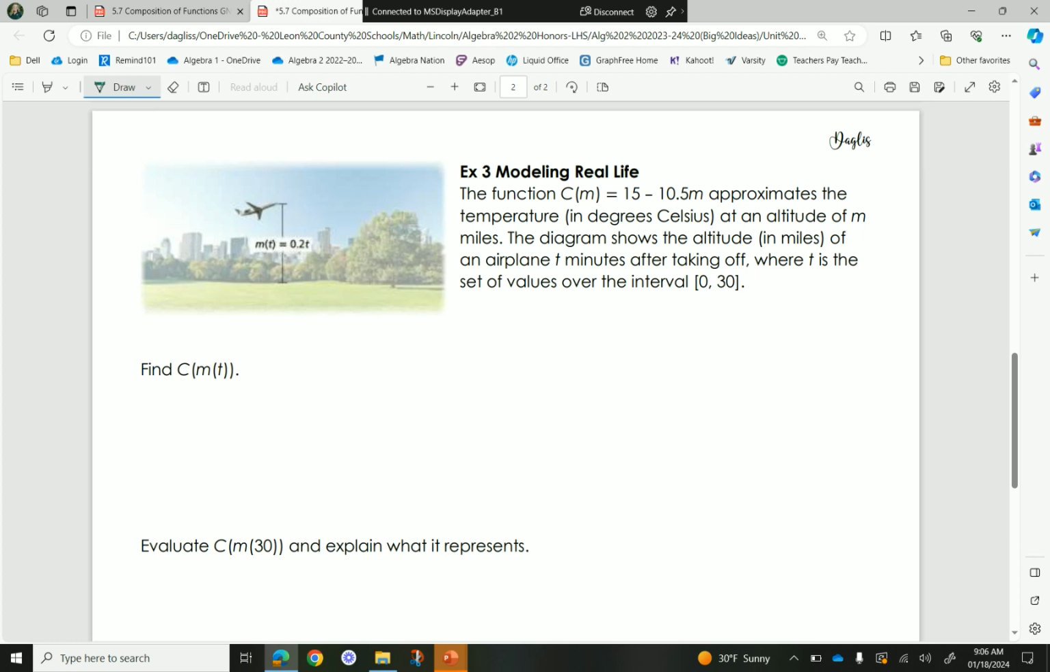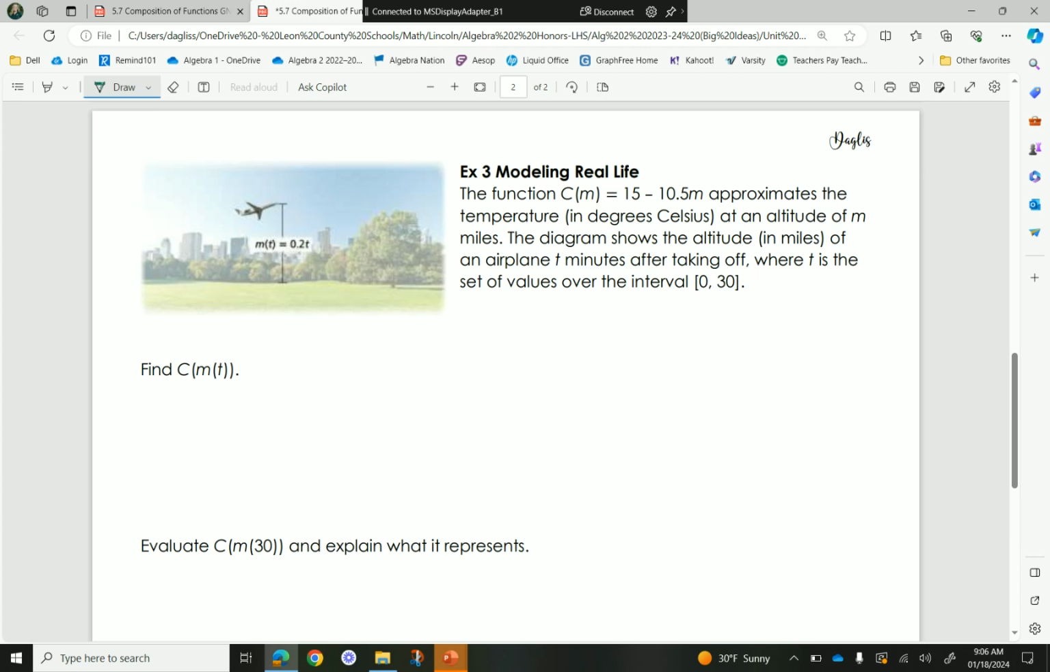All right, we're finally at our word problem. Modeling real life. Here we go. The function c of m equals 15 minus 10.5 m. It approximates the temperature in degrees Celsius at the altitude of m miles. The diagram shows the altitude in miles of an airplane t minutes after taking off, where t is the set of values over the interval 0 to 30. So it's showing you the first 30 minutes. This follows the first 30 minutes of the plane taking off.